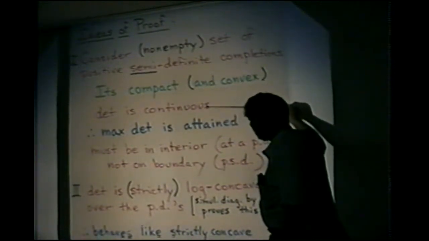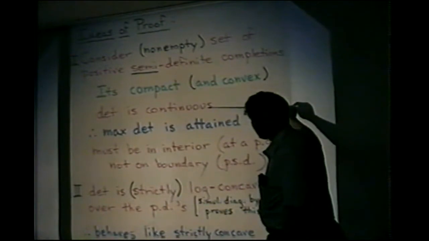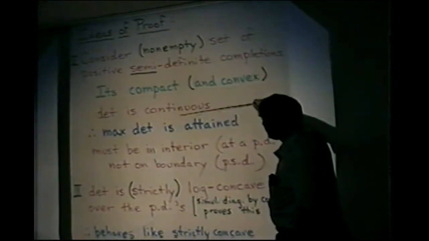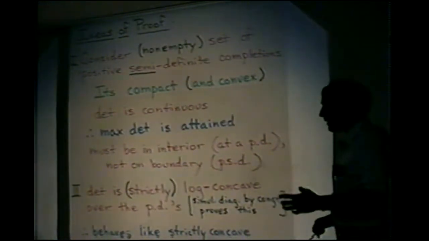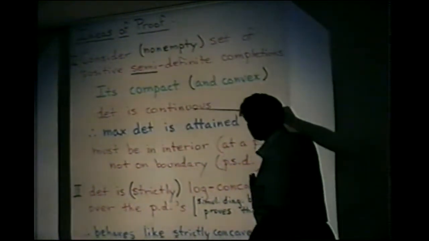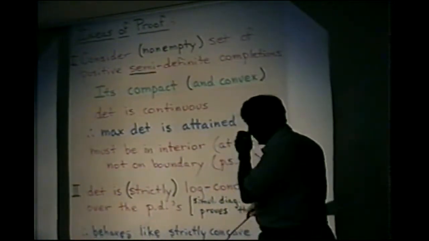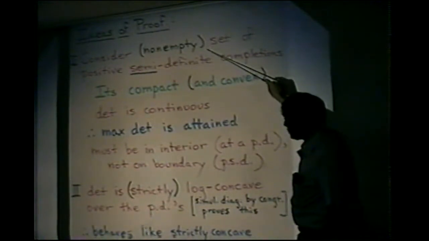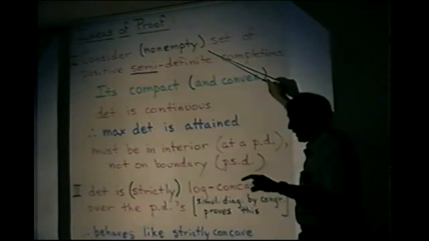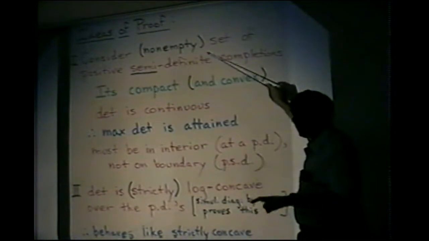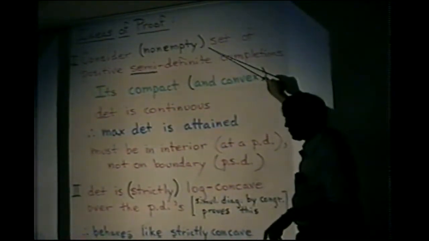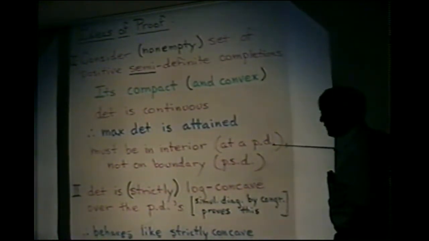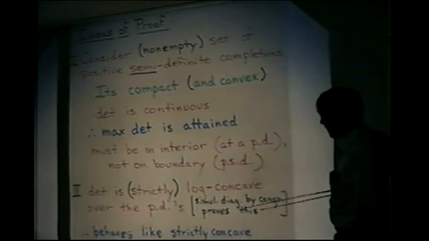Okay, now the determinant is a nice continuous function. And so somewhere in this set of semi-definite completions, the maximum determinant is obtained by Weierstrass's theorem because I've got a continuous function that I'm maximizing on a compact set. Okay? Now, it must be in the interior of my set, I should say the relative interior, because I'm looking just in the space of the unspecified entries. So this determinant maximizing completion must be a positive definite matrix in the interior of my set.